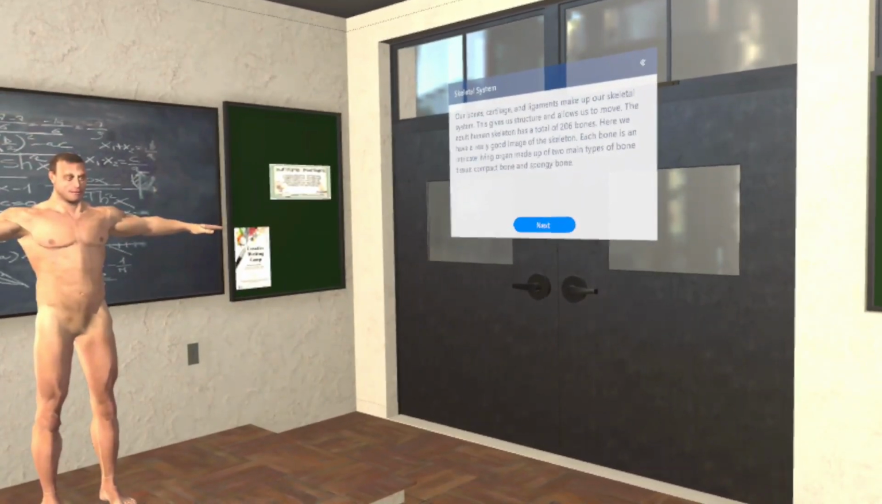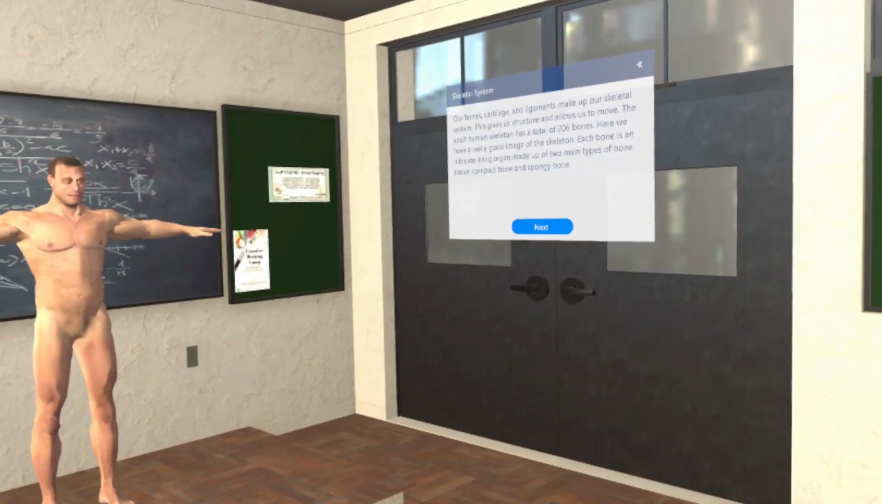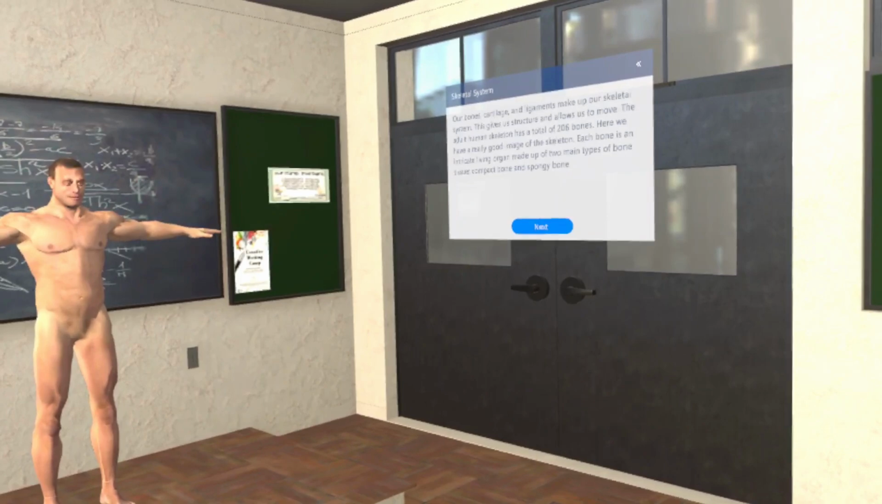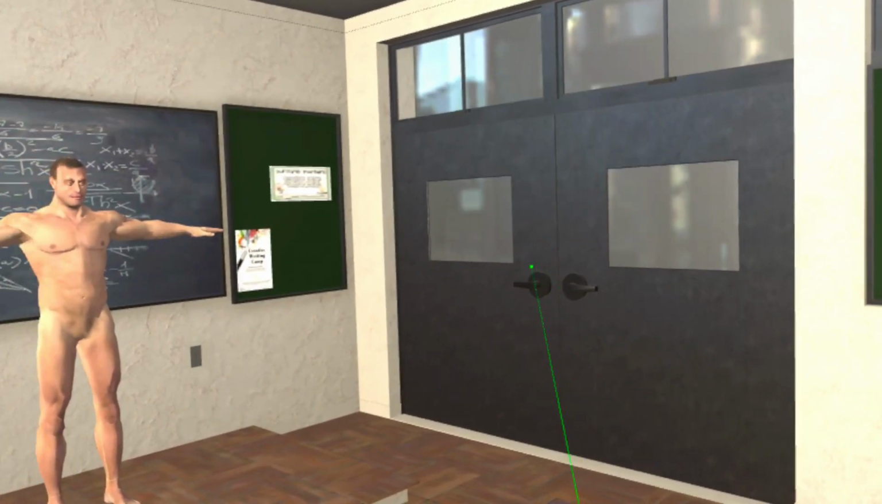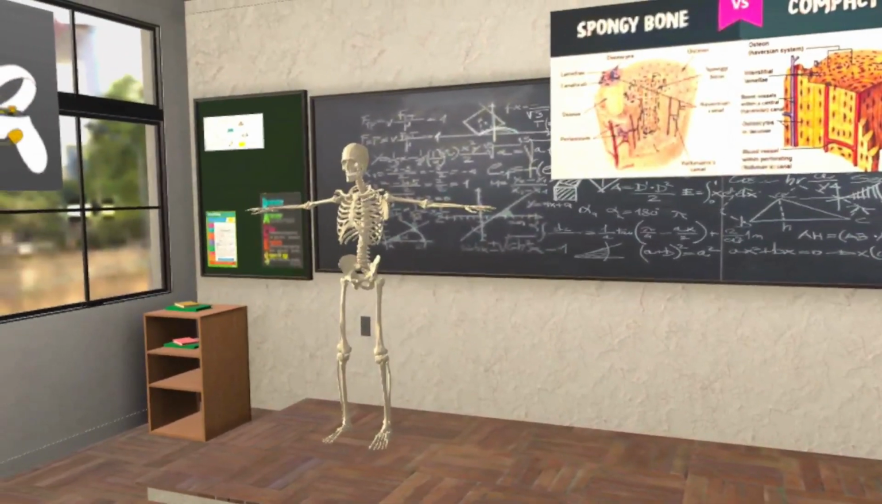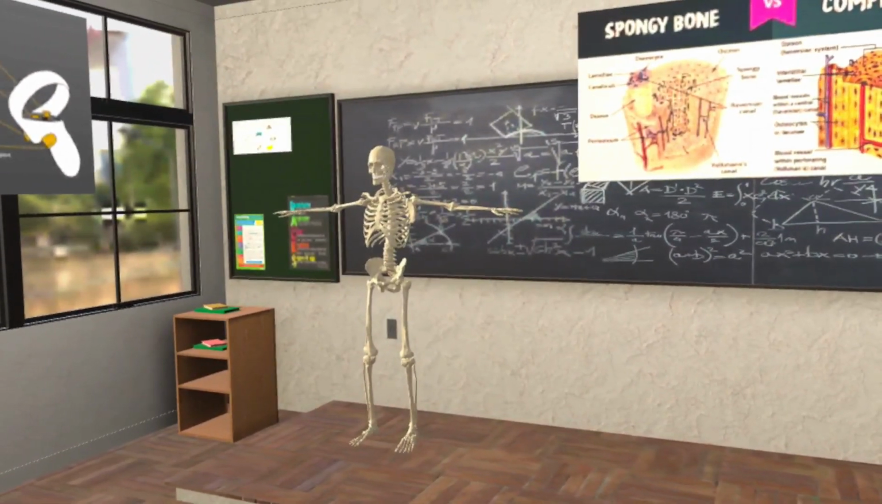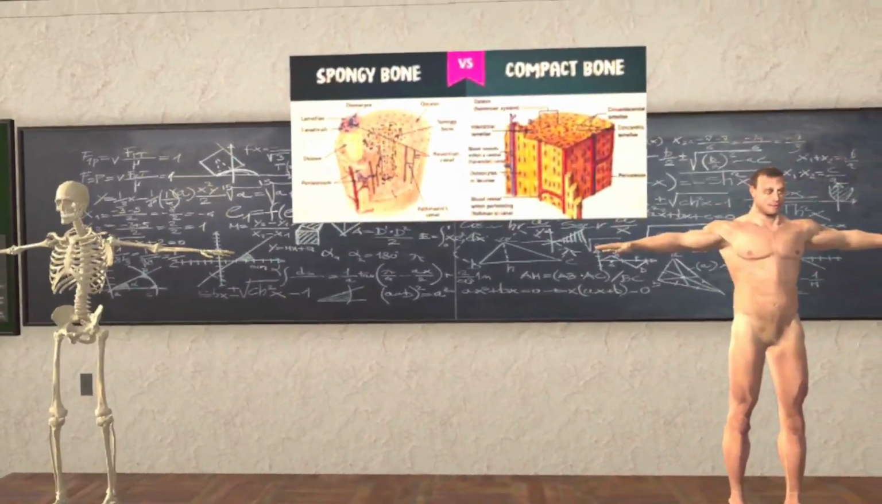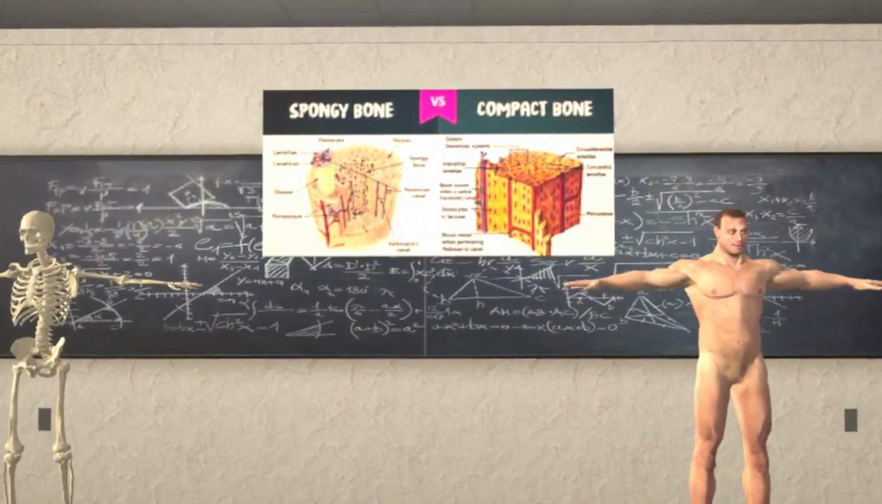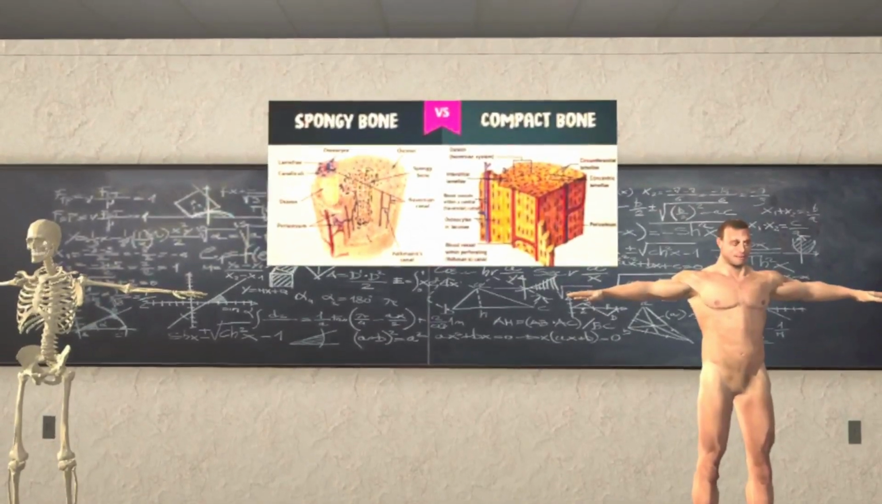Each bone is an intricate living organ made up of two main types of bone tissue: compact bone and spongy bone. Compact bone is dense and forms the outer layer of the bone. The periosteum is a tough membrane that covers and protects the outside of the bone, giving it that tough, shiny white color.